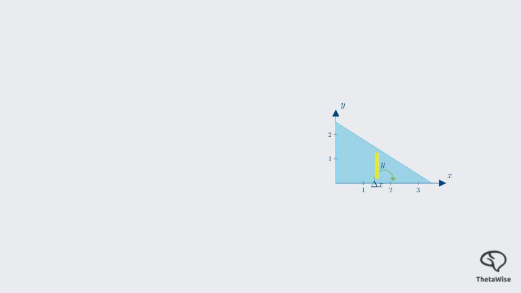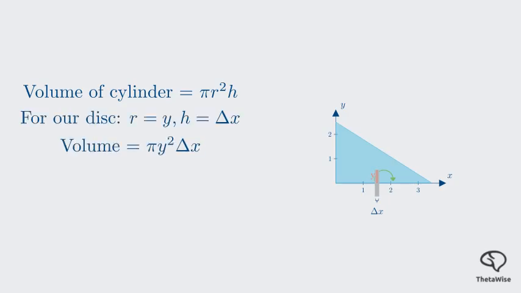It has a tiny width, dx, and its height is the y value of the function. Now imagine spinning just this single strip around the x-axis. What shape does it trace out? It forms a thin, flat disk, which is essentially a very short cylinder. The volume of any cylinder is given by the formula πr²h. In our case, the radius of the disk, r, is the height of our strip, which is y. The thickness or height of our cylinder, h, is the width of our strip, dx. So the volume of this single disk is πy² times dx.